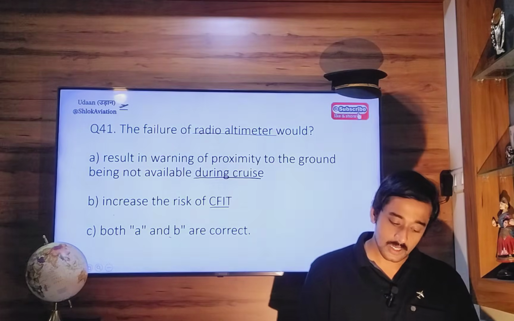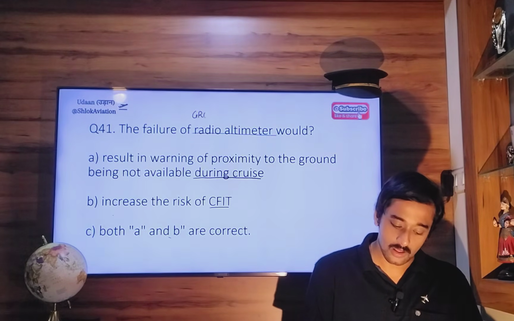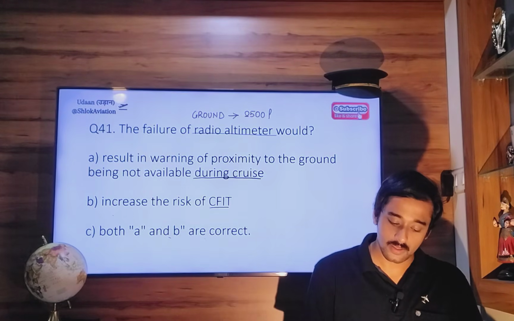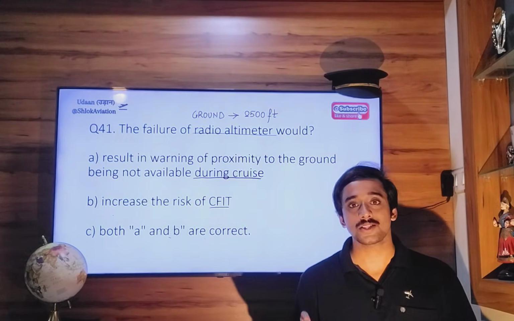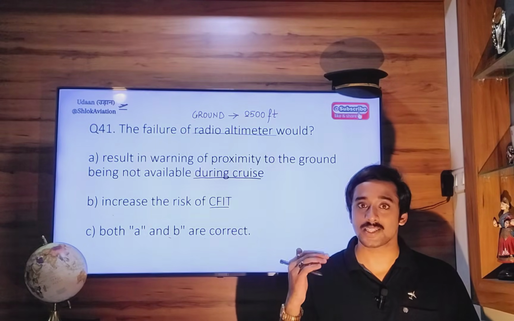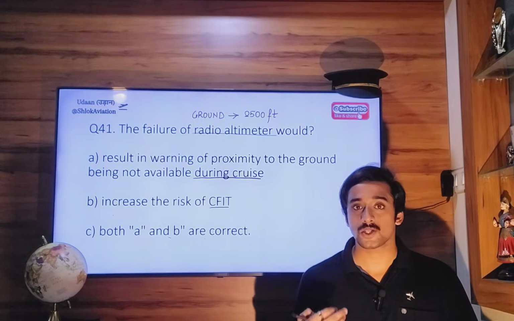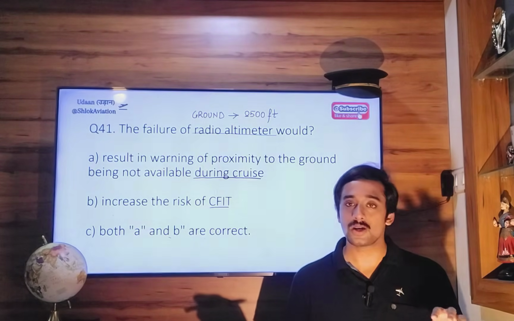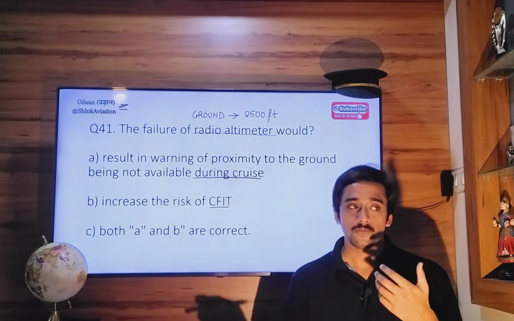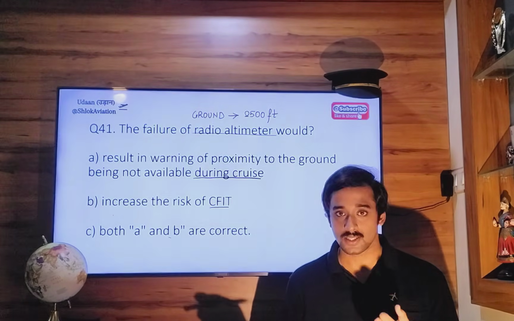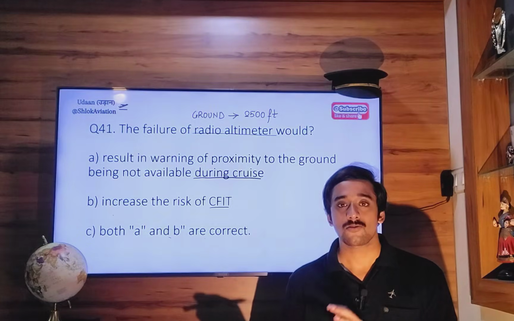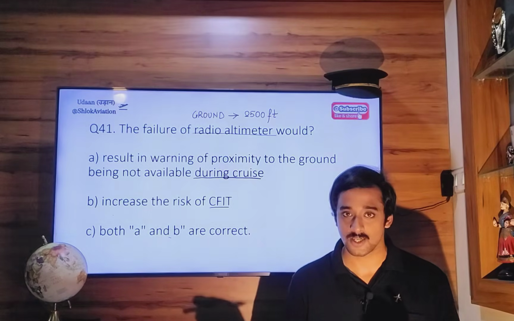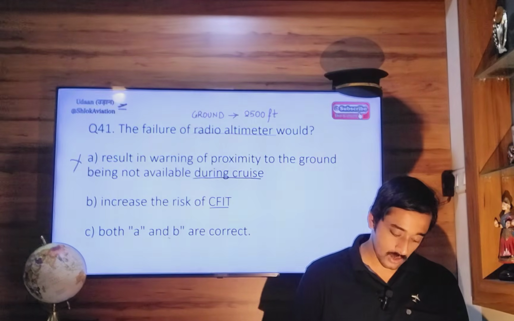So, radio altimeter works from ground level up to 2500 feet. Okay, and normally all planes cruise above this altitude, above this height of 2500 feet, 10,000, 20,000, 25,000, 30,000. So this radio altimeter is not designed to operate in cruise conditions. Radio altimeter is mainly designed for use during landing phases when we are much closer to the ground surface. So option A is wrong, B is right.